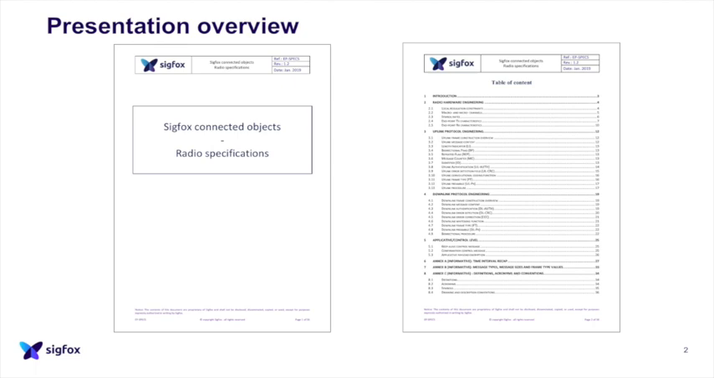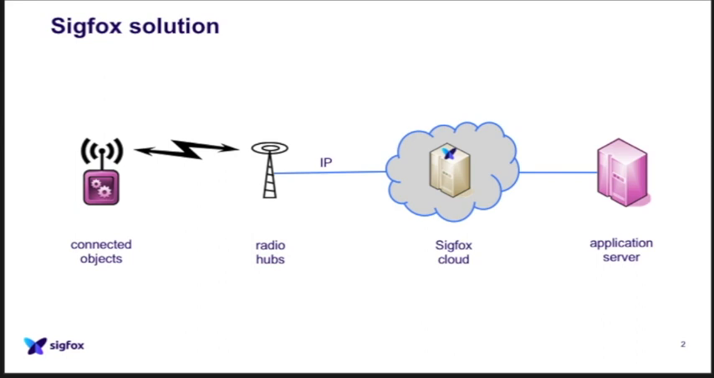So let's move to the next slide, which is just a quick reminder of the Sigfox solution. In Sigfox, messages are sent by devices and collected by radio hubs deployed by Sigfox. Radio hubs transmit received messages to the Sigfox cloud, where authentication, deduplication, and other features are performed before they are transmitted to external servers where the client application is hosted.